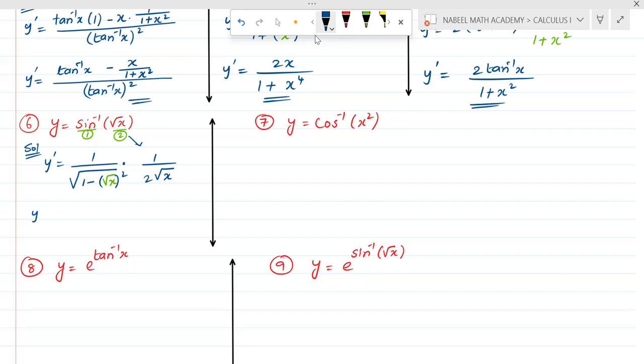Now y prime is equal to 1 over square root of 1 minus x. Root and square get cancelled. You will have 1 over 2 root x. That's it.